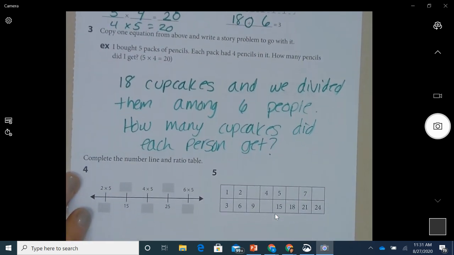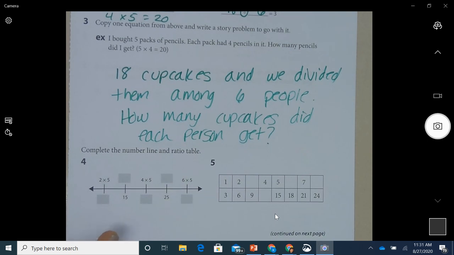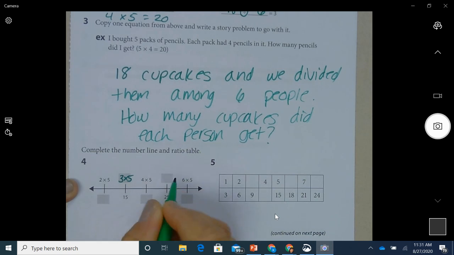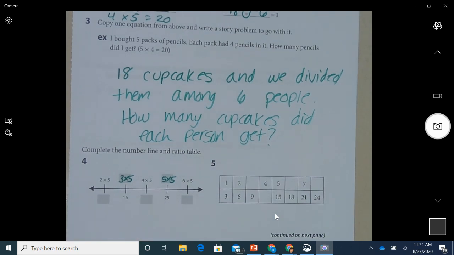Okay, our next problem is number 4. It says complete the number line and ratio table. So go ahead on the next question. The video is going to stop. I want you to put 5 numbers to complete that problem. Actually, I'll give you the problems on the top, and then I want you to put in the numbers at the bottom. So you'll have 3 numbers to fill in. So if I look at this, I have 2 times 5. My next one would be 3 times 5, 4 times 5, and 5 times 5. So go ahead and answer what these 3 numbers would be.